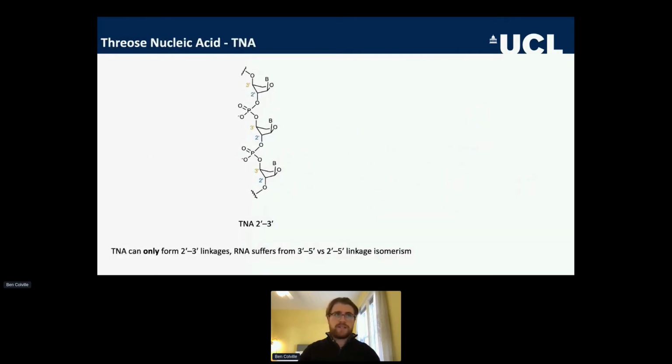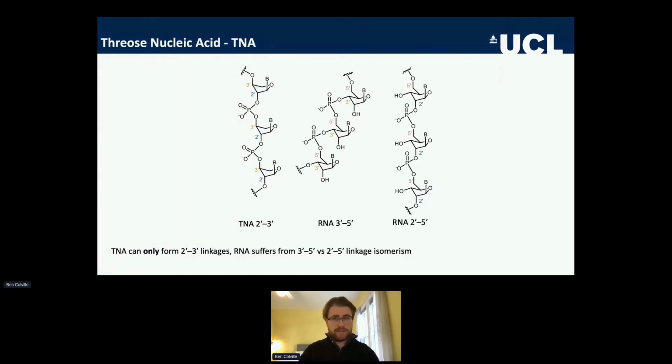Incidentally, just some other interesting things about threose nucleic acid as a system. It can only form 2',3' linkages, whereas RNA, we know well that it forms these 5',3' linkages, but it can also form these 5',2' linkages, which can be a problem.